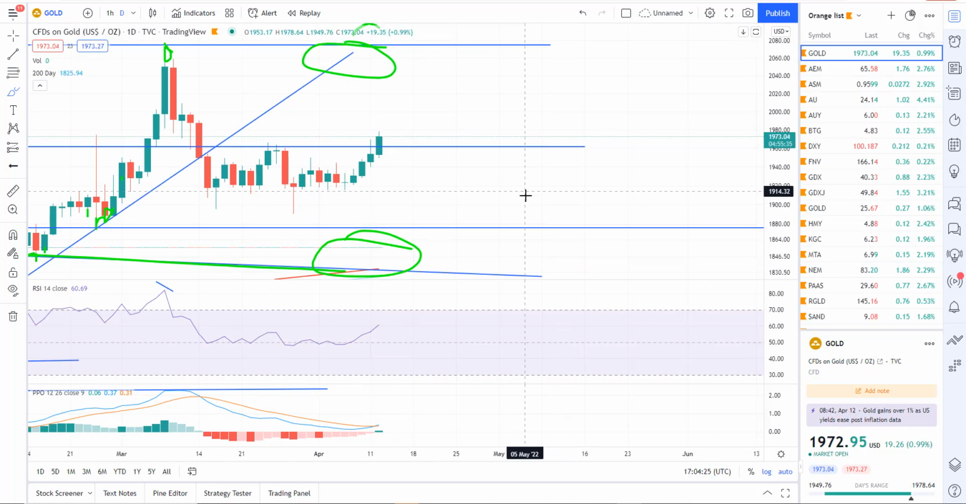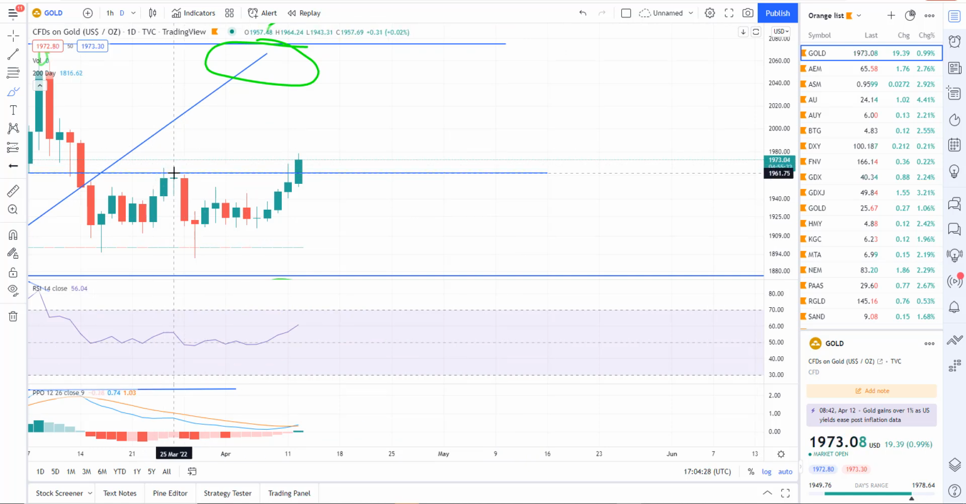We'll see how we close the day. But if I look at the daily chart, really we've had some resistance right in this area, about 1960.